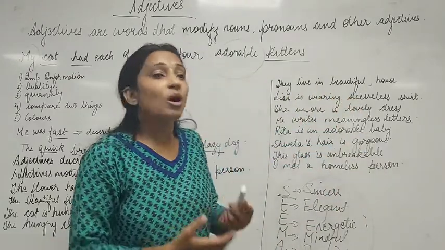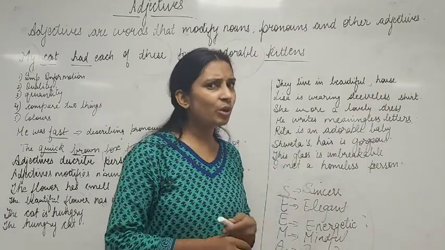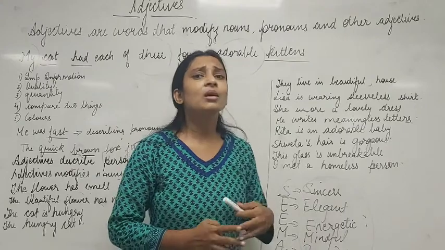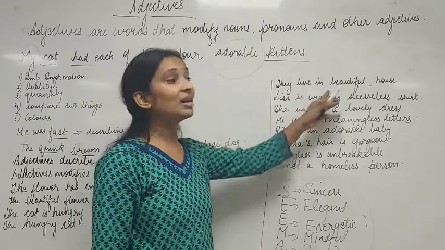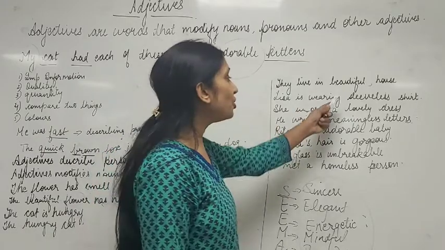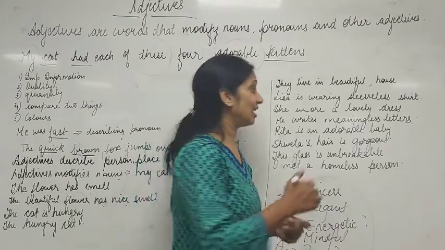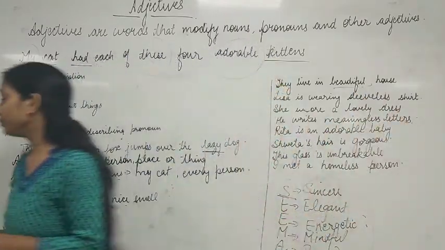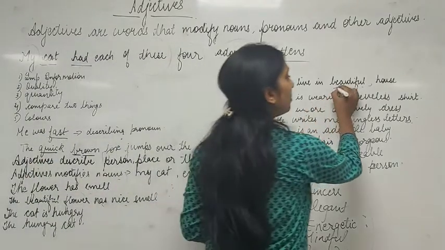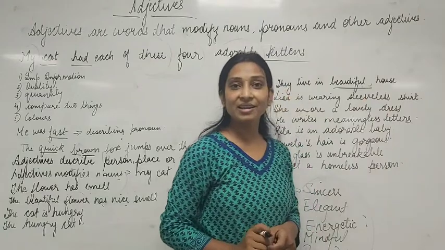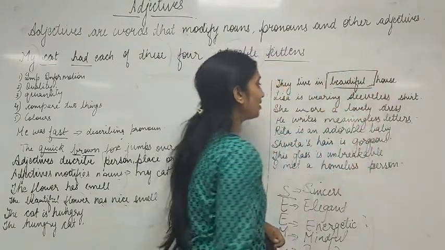Now, here, what is the noun? House. Right? So, is there any word that is describing the word house, children? Yes, we have a word which is describing the word house. And what is the word, children? Beautiful. So, is the word beautiful a noun or an adjective? Yes. So, is the word beautiful an adjective that is describing a house? Yes. So, we have beautiful as an adjective.